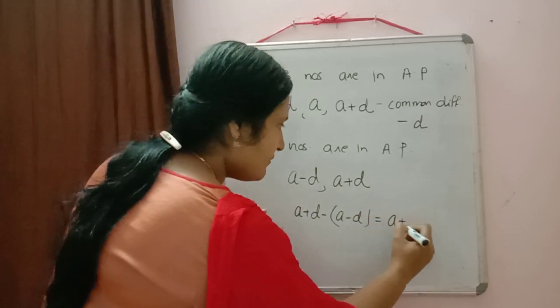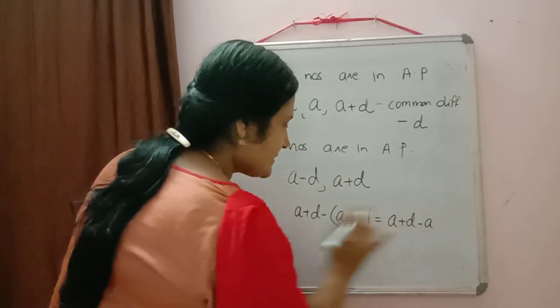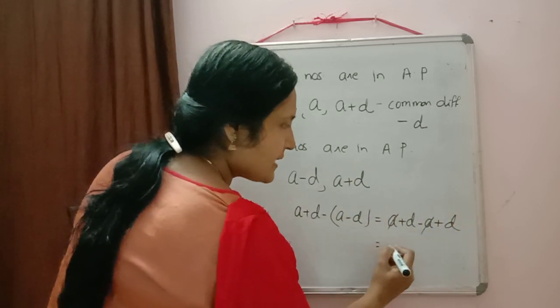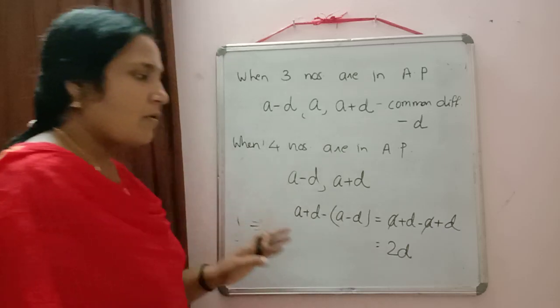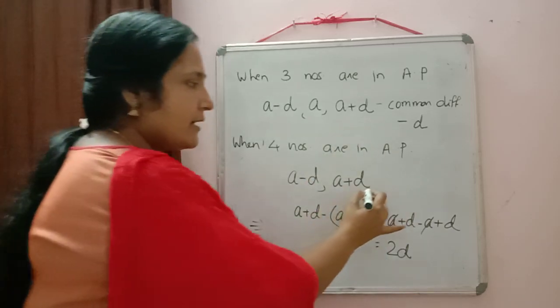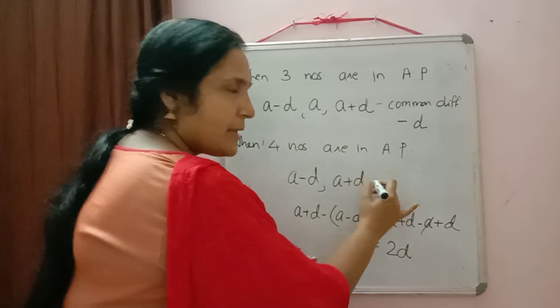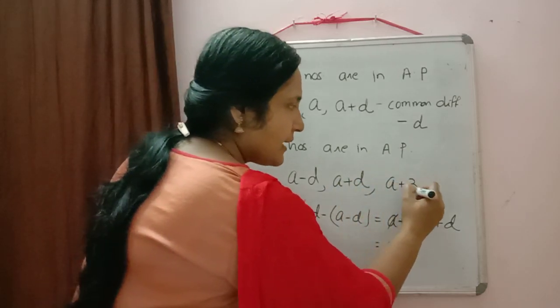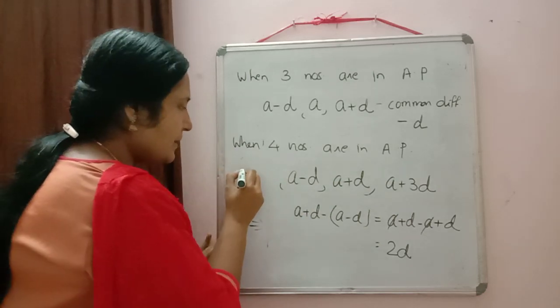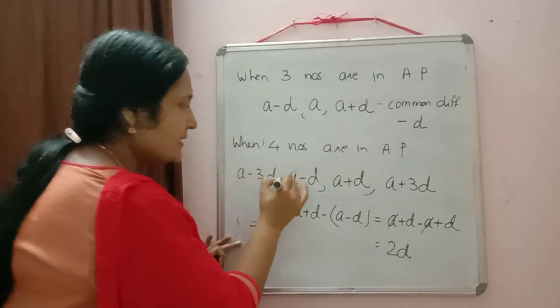Open the bracket, then we will get A plus D minus A. Minus into minus will be equal to plus. So A minus A will get cancelled. We will get the common difference as 2D. So what will be the next term here? A plus D plus 2D. So that will be equal to A plus 3D. And similarly here the previous term will be equal to A minus 3D.